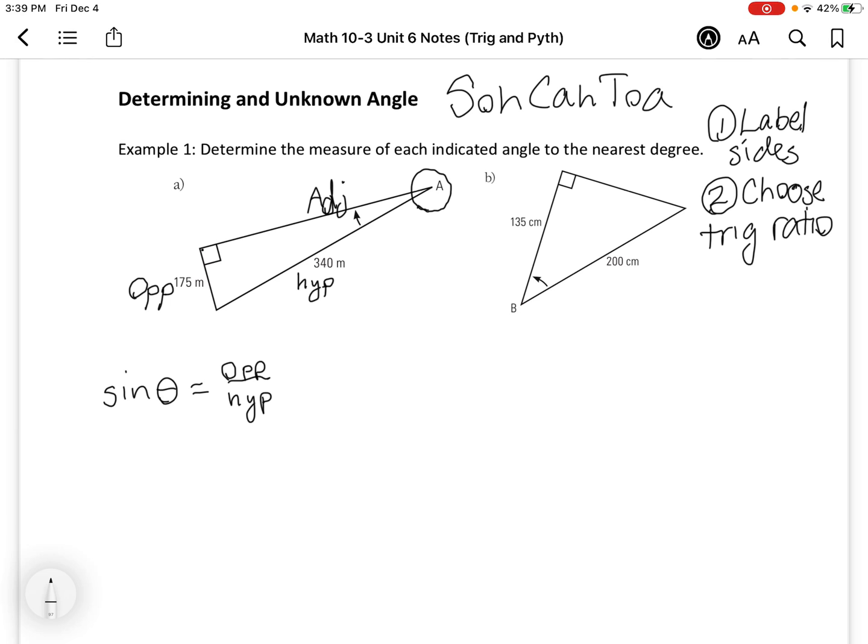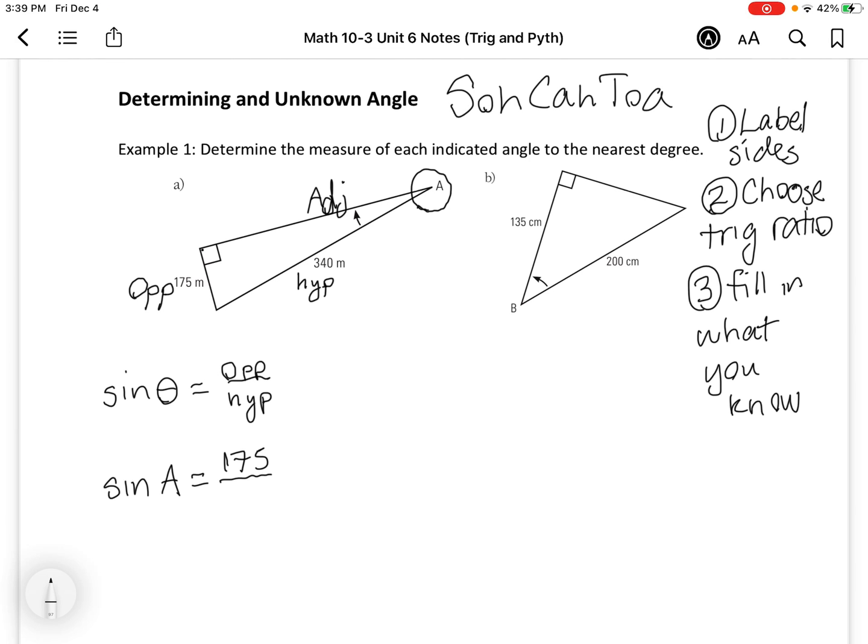Third step, fill in what you know. In this case, we don't know the angle. That's what we're trying to find, but it's called angle A. So I'm going to say sine of A equals, we do know the opposite, it's 175, and we do know the hypotenuse, it's 340. There we go. And once you fill in what you know, there should only be one unknown. So the fourth step is to solve.